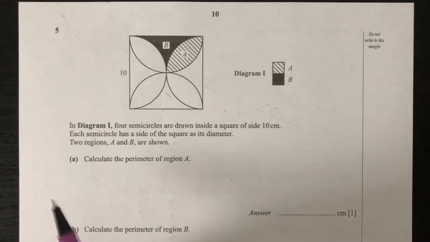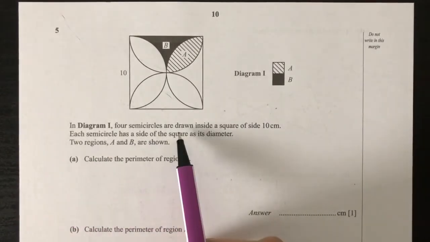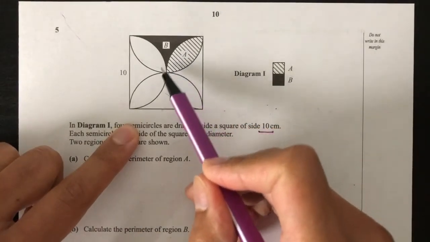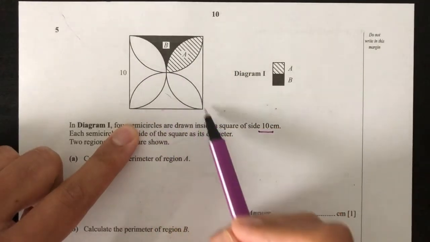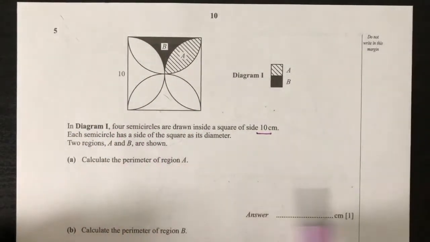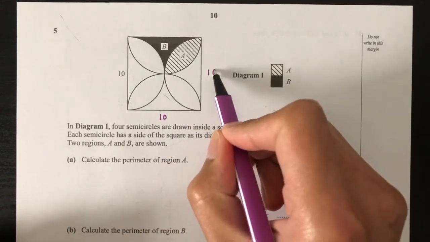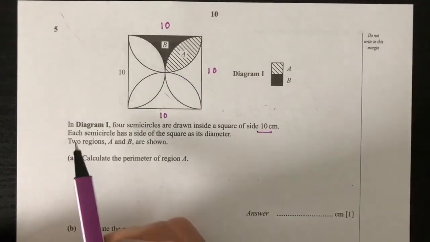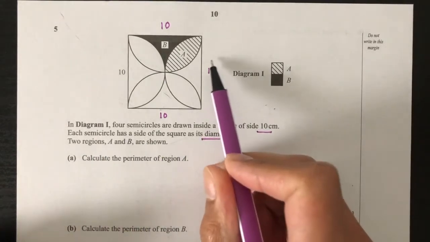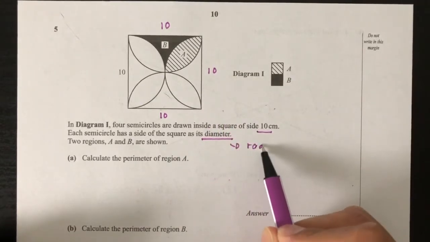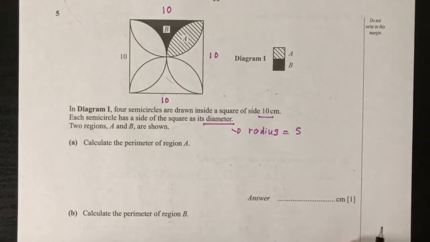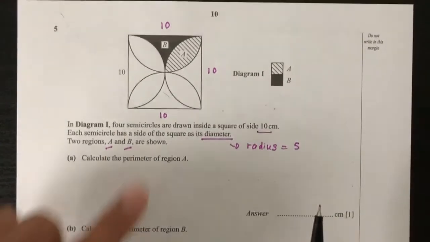Question number 5, so here we have, in diagram 1, 4 semicircles drawn on the inside of a square with side 10 centimeters. So if you observe, this is a semicircle, semicircle, semicircle, and semicircle. So we have 4 semicircles drawn inside of this square of side 10. So this is 10 as well, this is 10, and this is 10. Each semicircle has a side of the square as its diameter. So if the diameter is 10, this means that the radius is equal to 10 divided by 2, that is 5. Right. Now we have two regions, A and B, as you can see here.